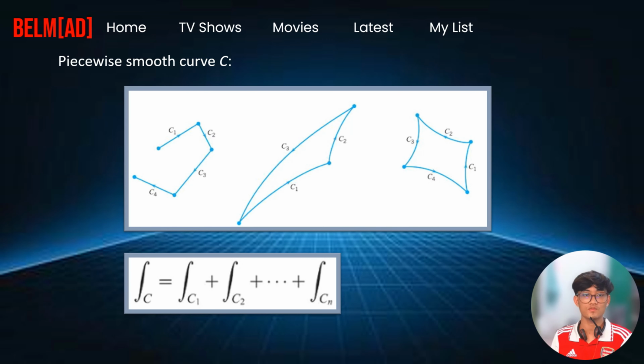Okay, so next we have piecewise smooth curve. For a piecewise smooth curve, we have a diagram. So this is an example diagram. We have curve 1, curve 2 and curve 3. So it will become like this formula: the total integral over the curve equals the integral over curve 1 plus the integral over curve 2, and so on.